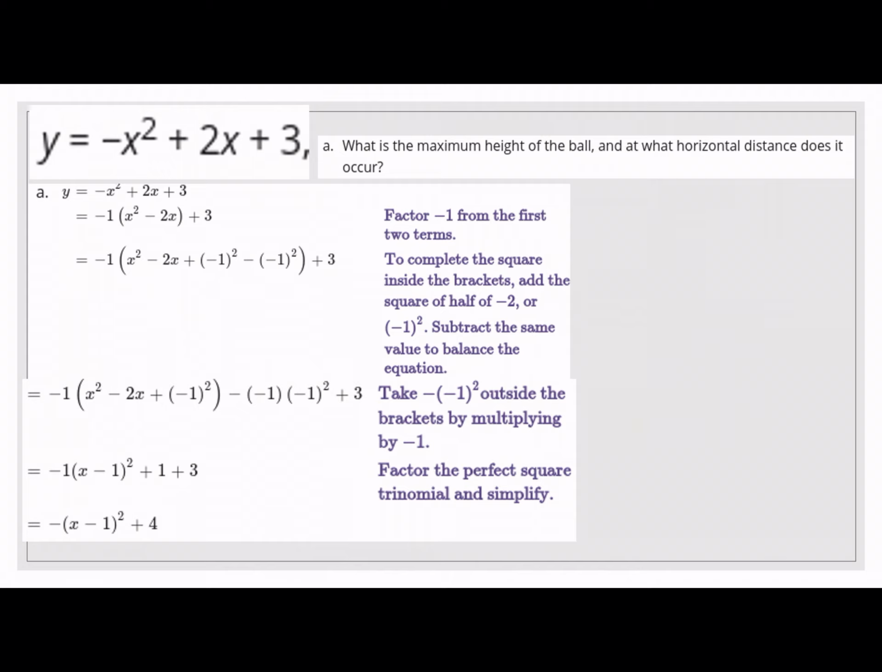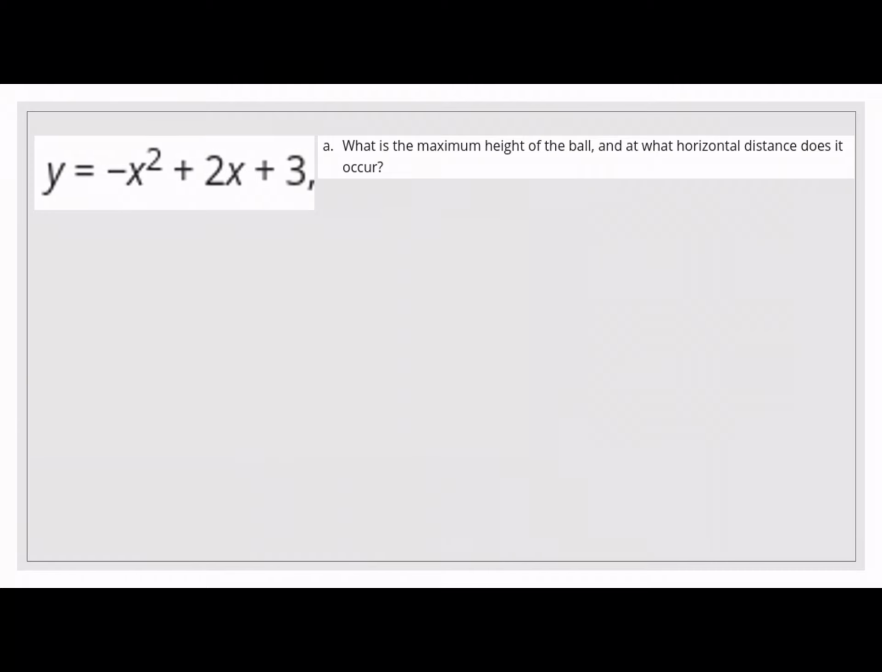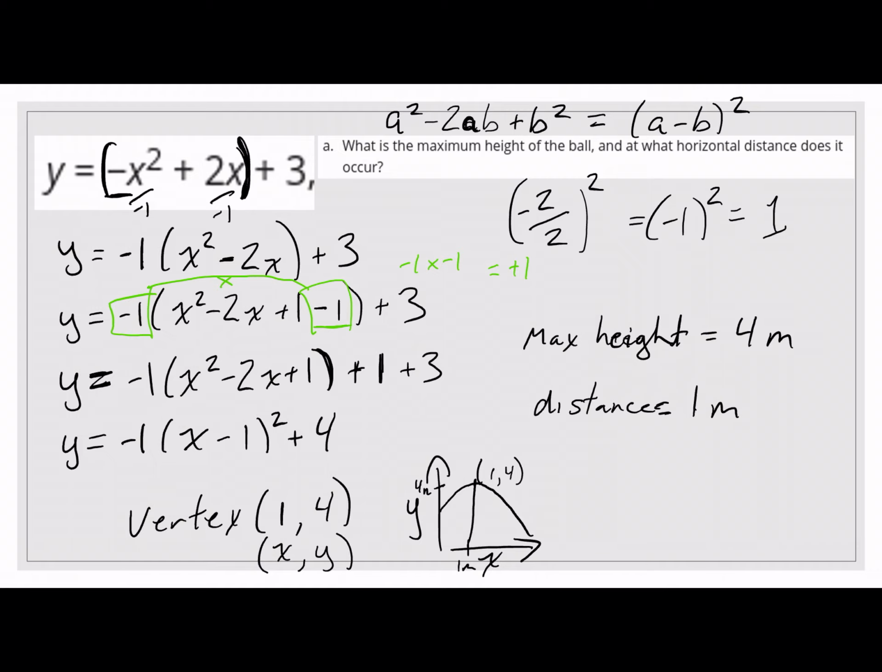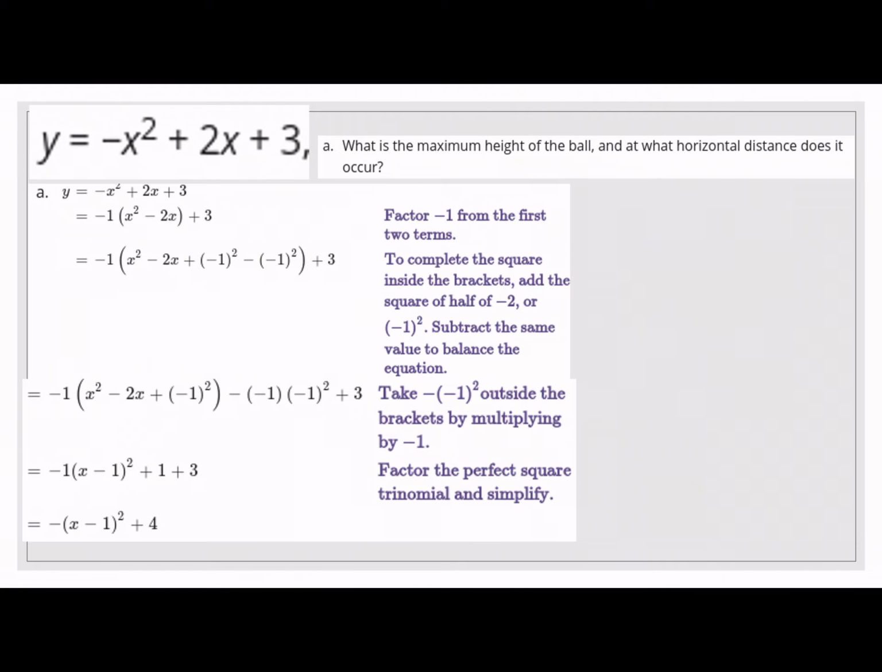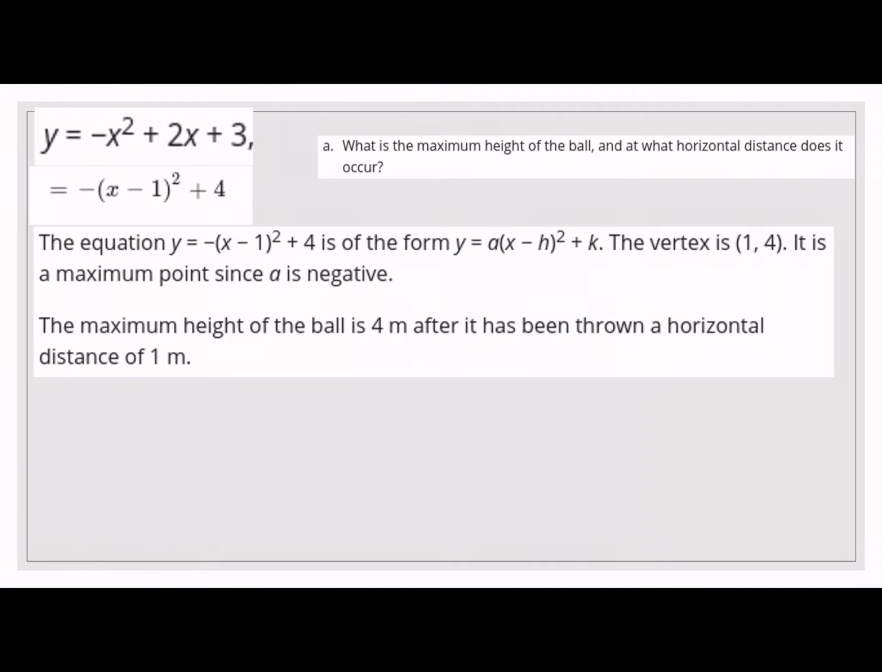So same thing, but computerized. Again, we end up with the same answer. Taking my answer to their answer. There we go. So again, pause, read through what they want to say, and see if that makes more sense. So since we know the vertex, we know the max height of the ball is 4 meters after it's been thrown a horizontal distance of 1 meter.